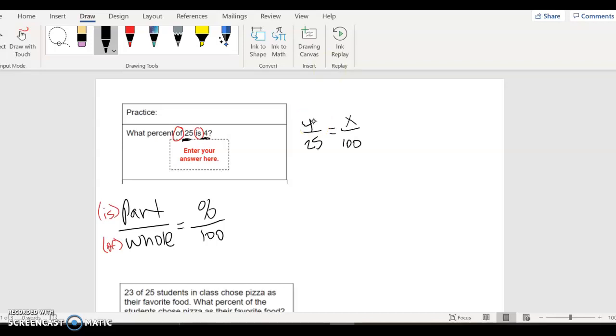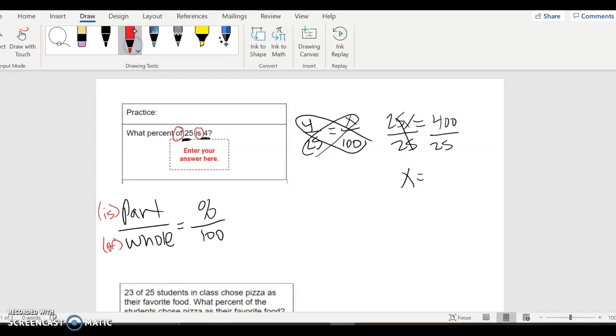Once we have all the pieces filled in, we can cross multiply and divide like normal. So 25 times x, stick them together. 4 times 100 is 400. To get x by itself, we divide both sides by 25. Top number goes in, bottom number goes out.